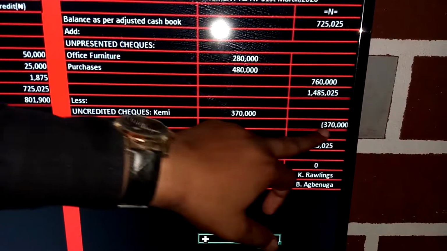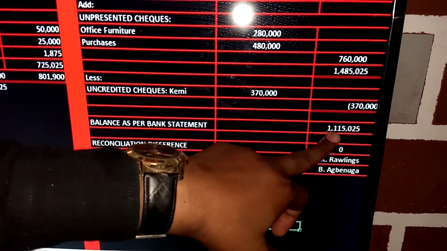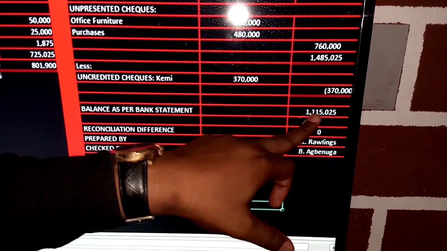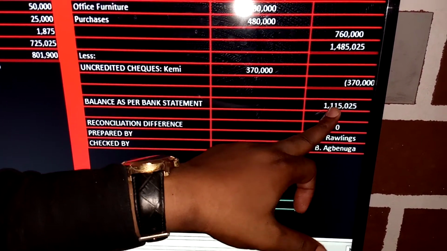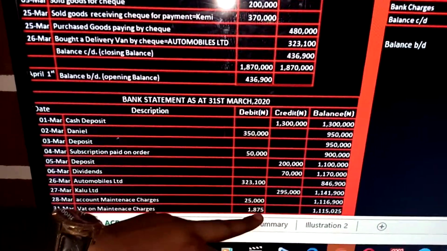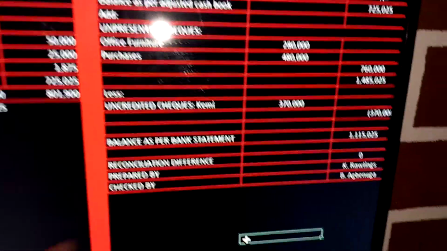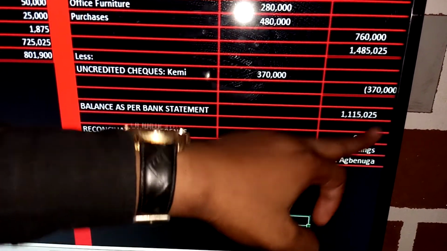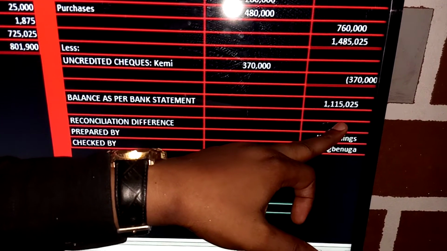So 370 is here, your minus is in bracket. So if you minus 370,000 from 1,485,025, you have 115,025. So this is the balance as per the bank statement. So for you to know if you have reconciled the difference, you have to go and check what the bank statement balance is. So here, 31st of March, as you can see, the last item here is 115,025. So you check, is it the same thing? 115,025. So your reconciliation difference is what? 0. That is this value minus the balance in your bank statement. So that shows that you have reconciled the difference.